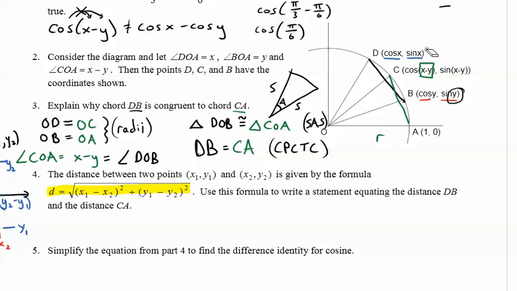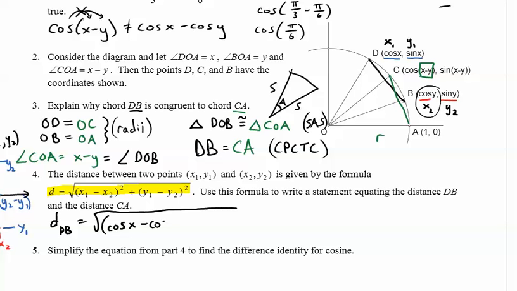So first I'll make one for the black. The distance of the black segment, DB, is, and we just take the x-coordinates and the y-coordinates. So let's call this one x1 and y1, and we'll call this one x2 and y2. So we get x1 is cosine x, x2 is cosine y, squared, plus y1 is sine x, and y2 is sine y.